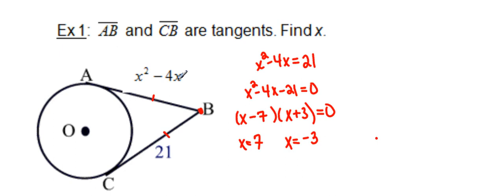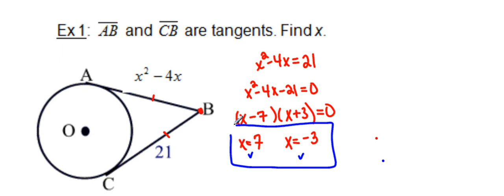And if I plug in 7 in place of the x, I get 49 minus 28, which is 21. That checks out with this guy. If I plug in negative 3 for x, negative 3 times negative 3 is 9. Subtract a 4 times negative 3, that's going to be an add 12. That is also 21. Since both of these check, we aren't going to reject either solution, but rather keep them both. That's kind of neat. I like that we get to keep them both for that one.